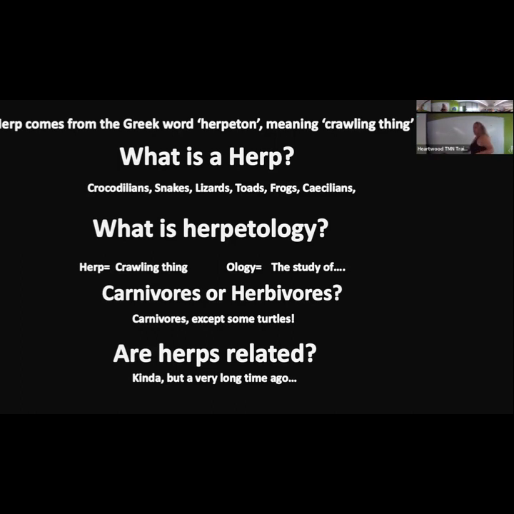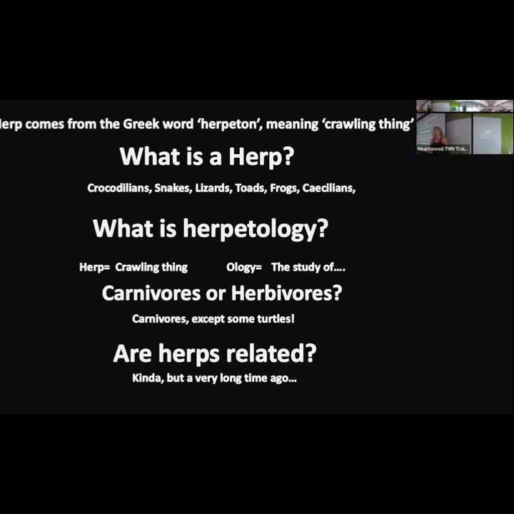So let's start out with what is a herp? Herps, it's a Greek word that means a crawling thing. It comes from the Greek word herpeton. So it's a crawling thing. Anything that crawls on the ground is considered a herp. So frogs, salamanders, snakes, lizards, and turtles and alligators. They're all herps. Are they related?